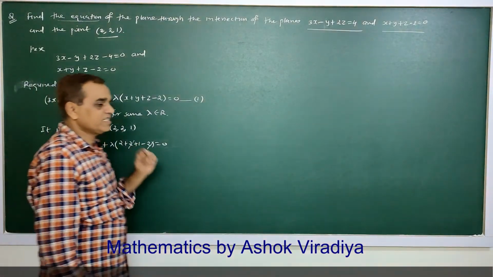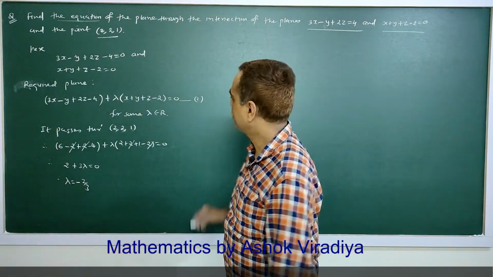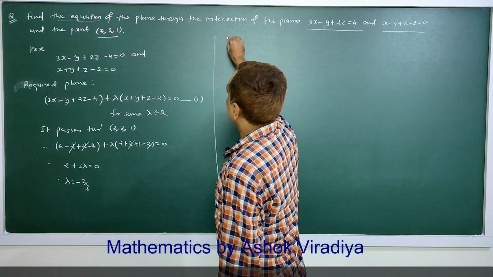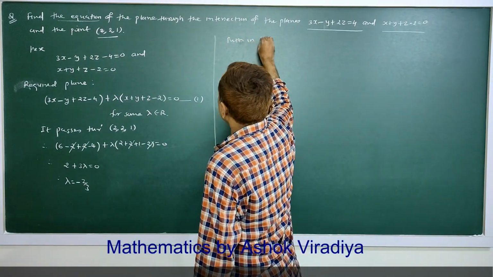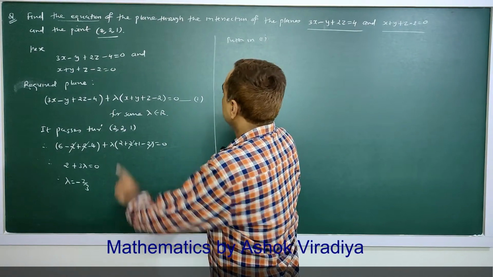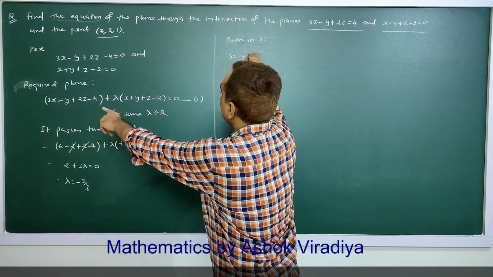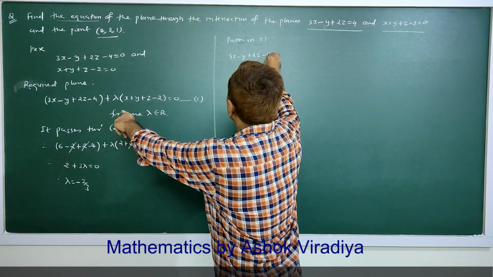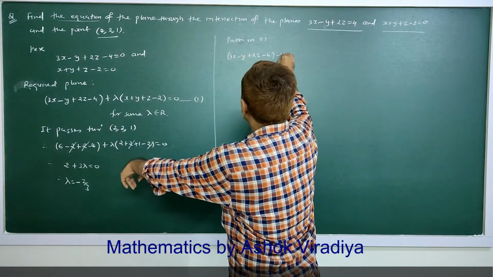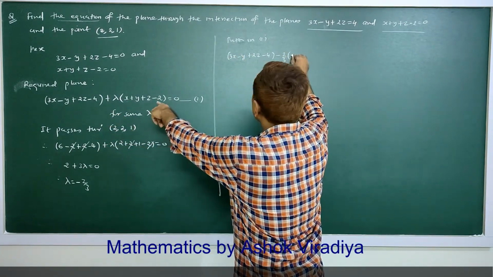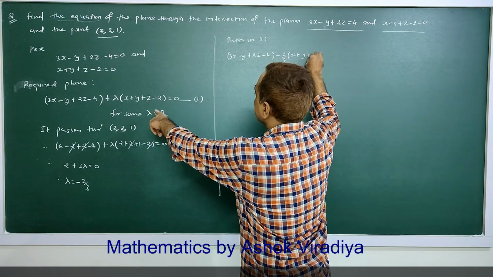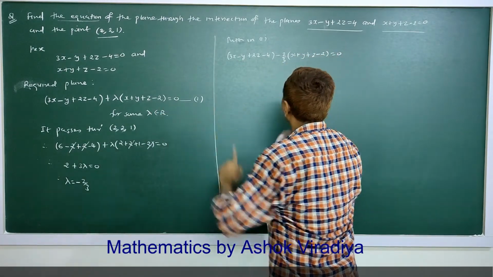Putting minus 2 by 3 in equation 1: (3x minus y plus 2z minus 4), lambda is minus 2 by 3, (x plus y plus z minus 2) is 0.